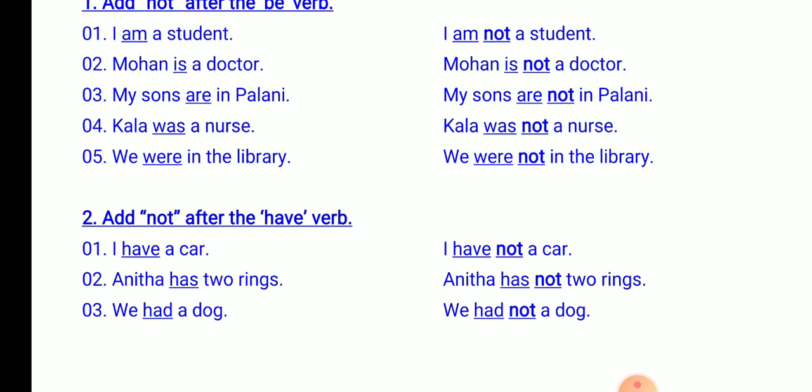So, what have you learned today? Remember children, when you have be verbs or have verbs in an affirmative sentence, they are changed into negative by adding not after the be verbs or have verbs. What are the be verbs? They are am, is, are, was and were. What are the have verbs? They are have, has, had.